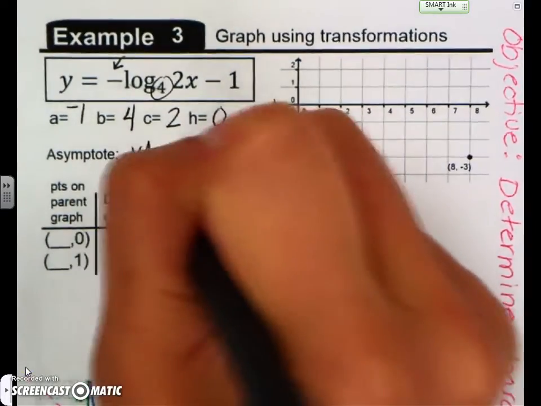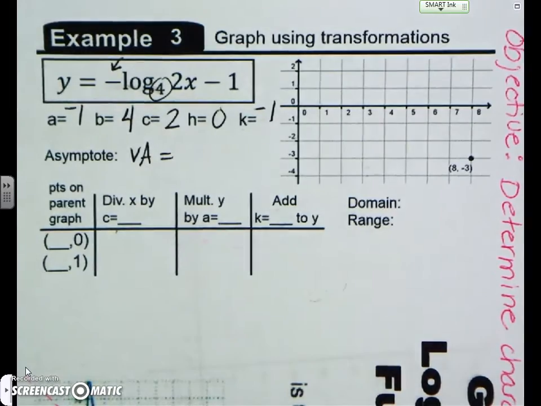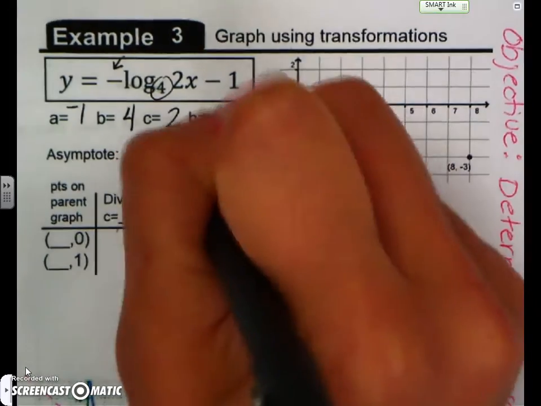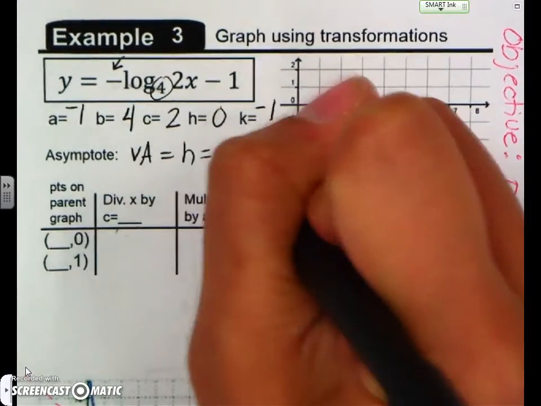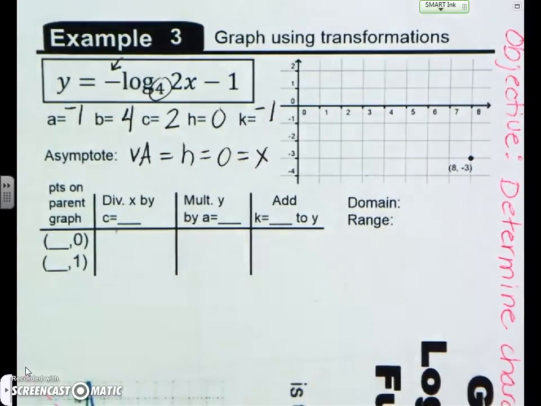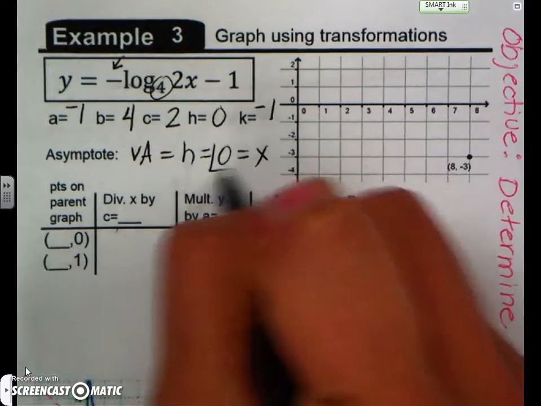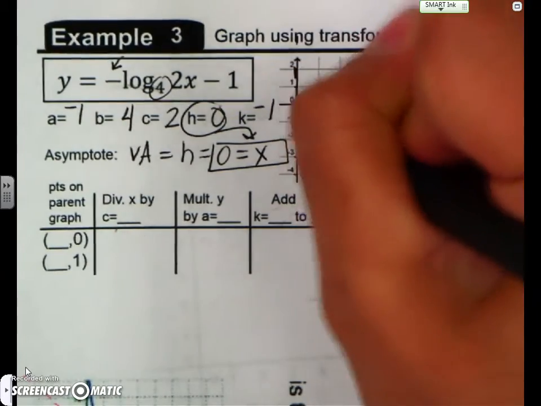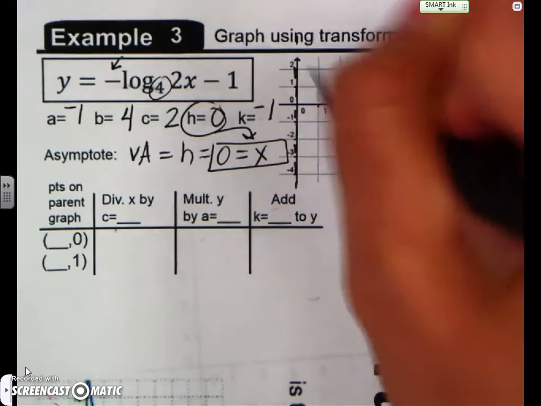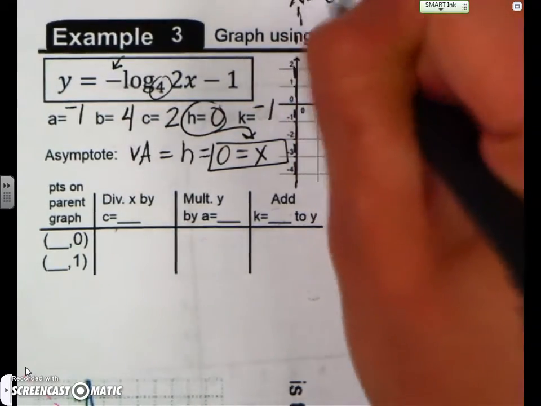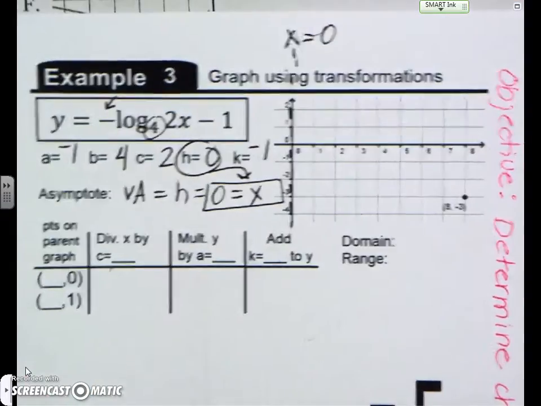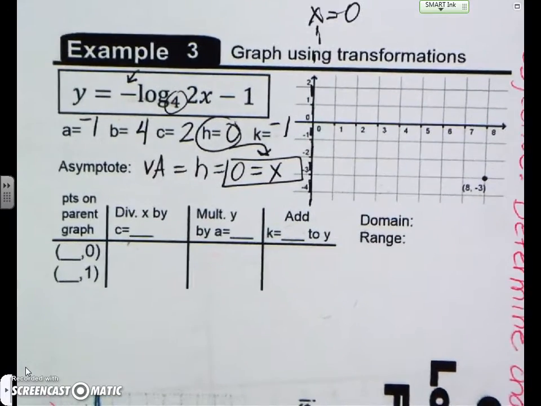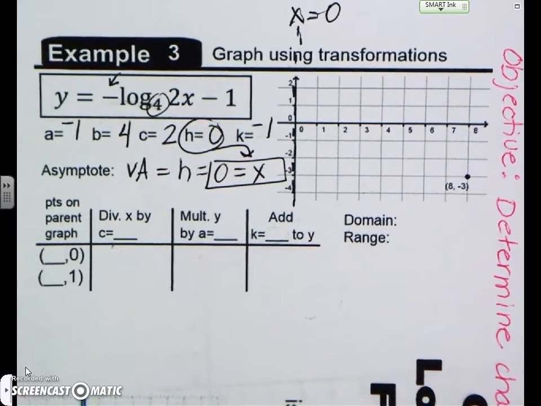Your vertical asymptote is dependent on which variable? On the H. Very good. And what is H in this case? 0. So my vertical asymptote is at x equals 0. Okay, very good, guys. You're making the connection. So you're going to do an imaginary line going up and down at x equals 0 to represent your vertical asymptote. Okay, the next step is to realize how to graph this function.